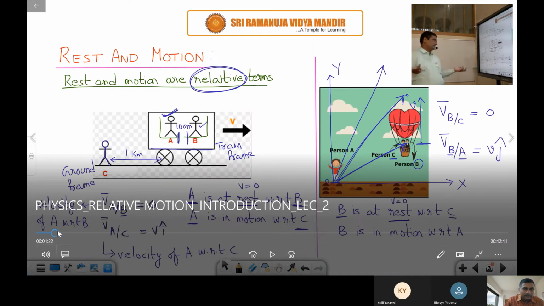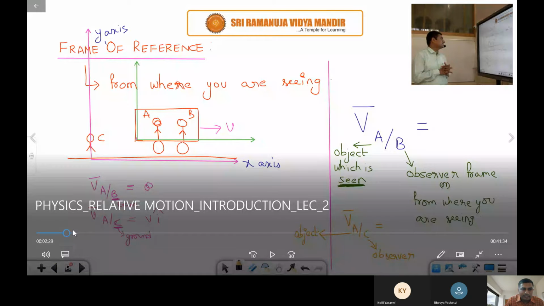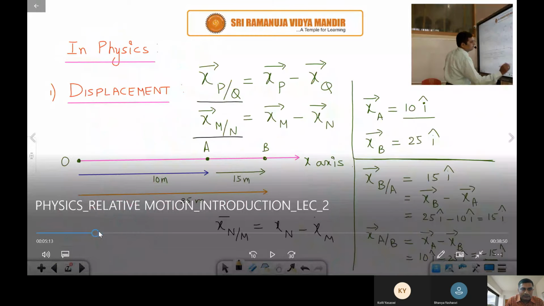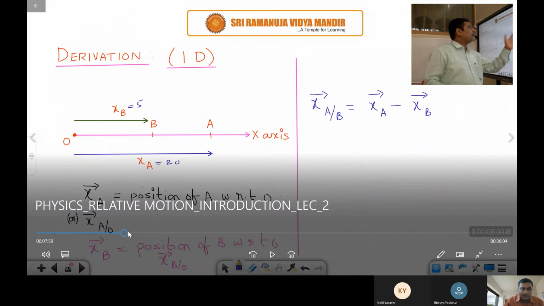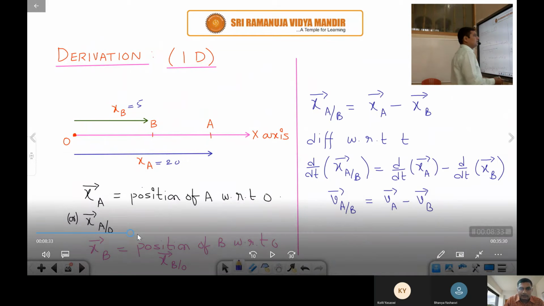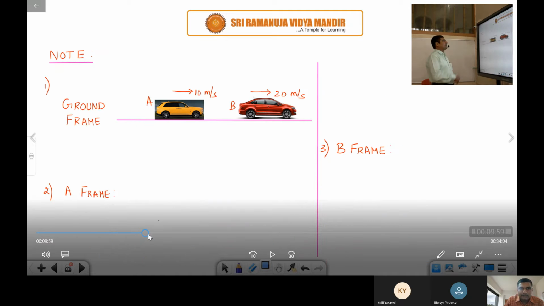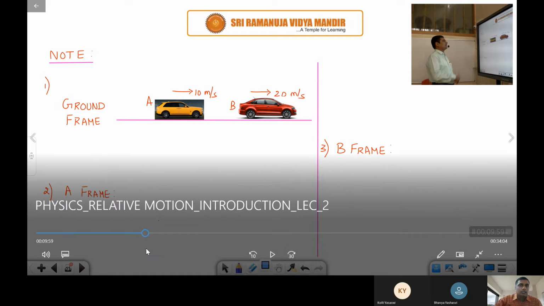Now in this second lecture, I think I explained these things once again: age, position, velocity, derivation. Anyway, I told you the general formula. What is the general formula? First quantity minus second quantity.